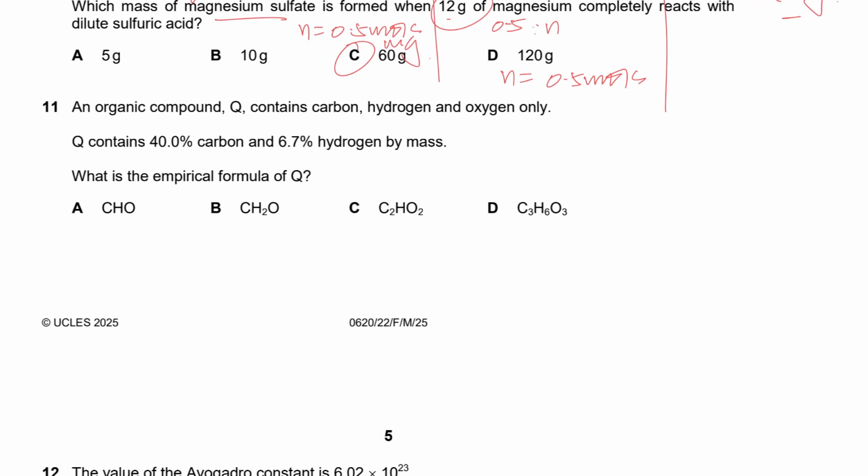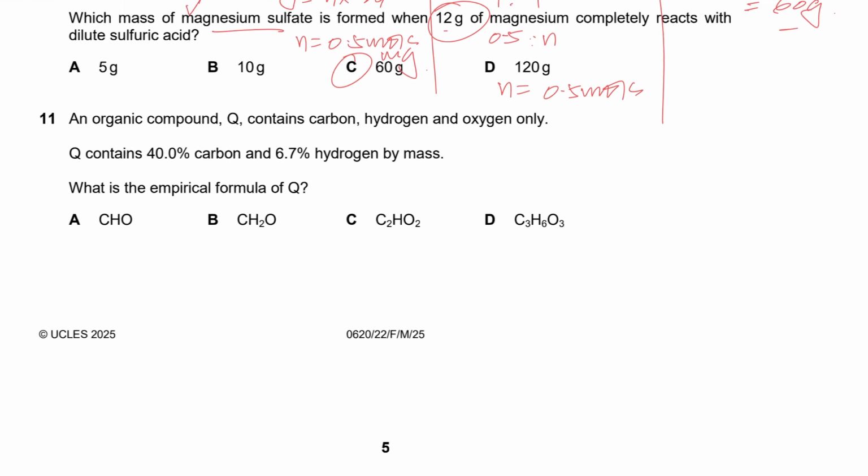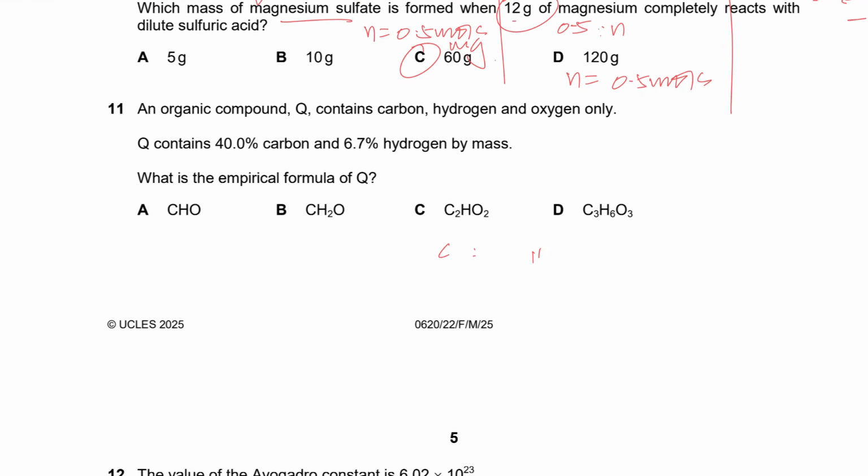Again, an organic compound Q contains carbon, hydrogen and oxygen only. Q contains 40% carbon, and then hydrogen, and then oxygen, right? These are the 3 elements it contains. So 40% carbon, hydrogen is 6.7. So what should oxygen be? Total percentage is always 100. So 100 minus 40 minus 6.7.